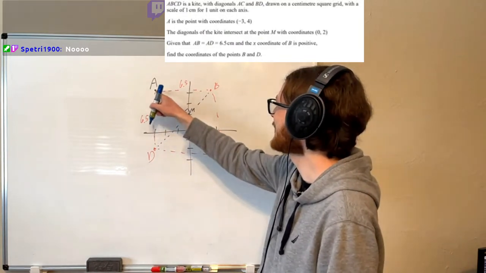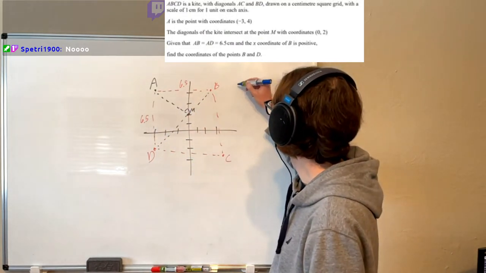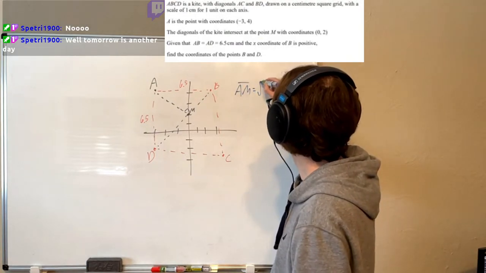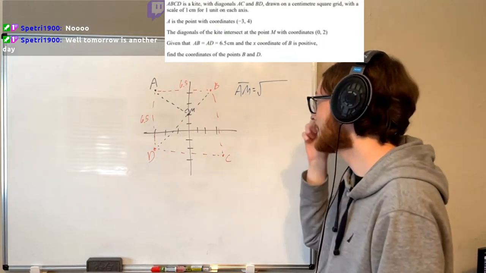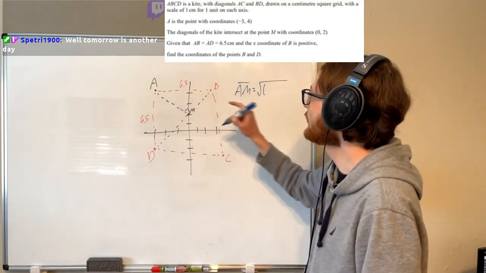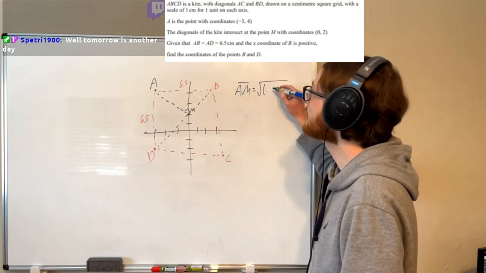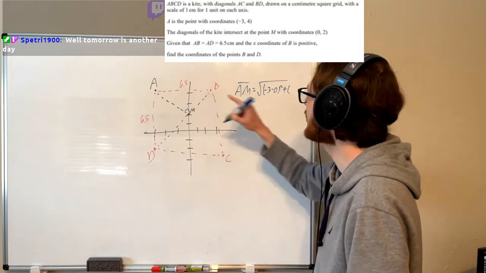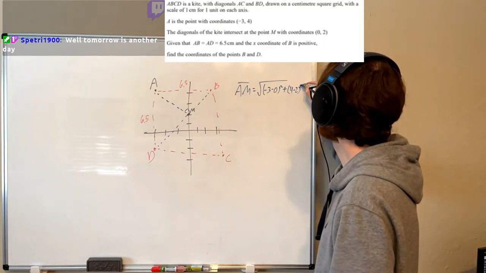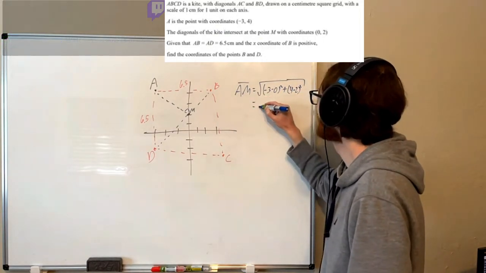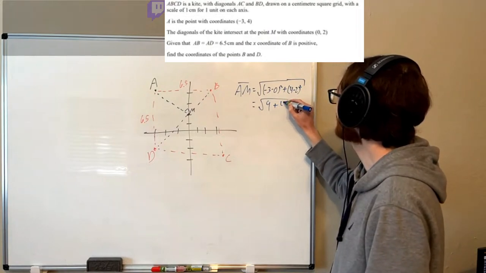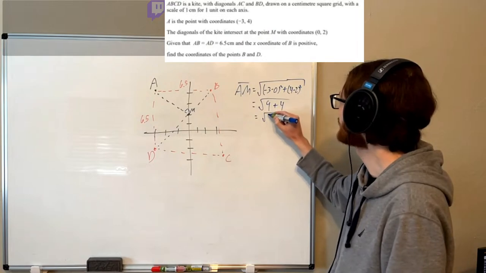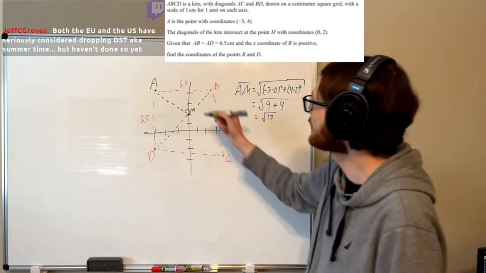So yeah, we can take the distance between A and M. So x1 minus x2 squared, so negative 3 minus 0 squared plus y1 minus y2 squared. This is just the distance formula. Is it root 9 plus 4? Root 13, that's an annoying number, so I'm gonna get something nicer.